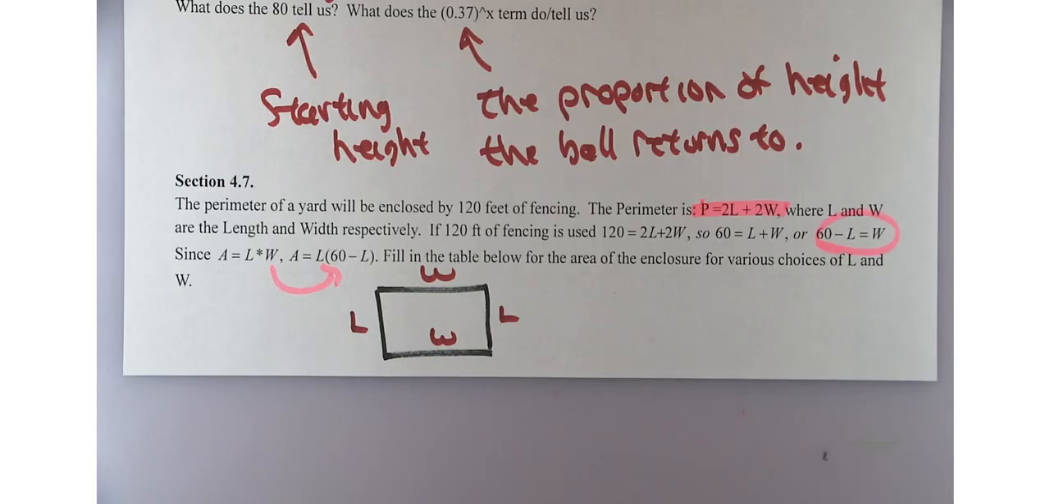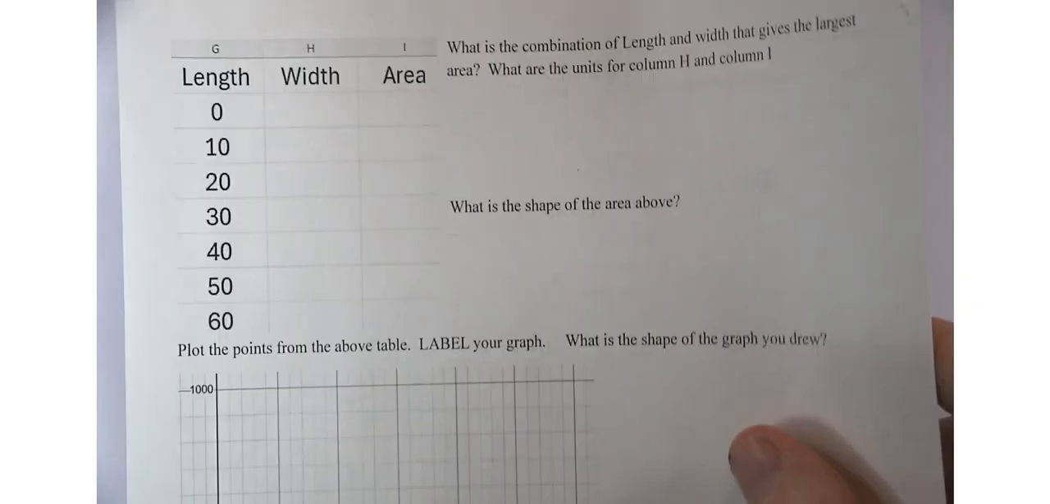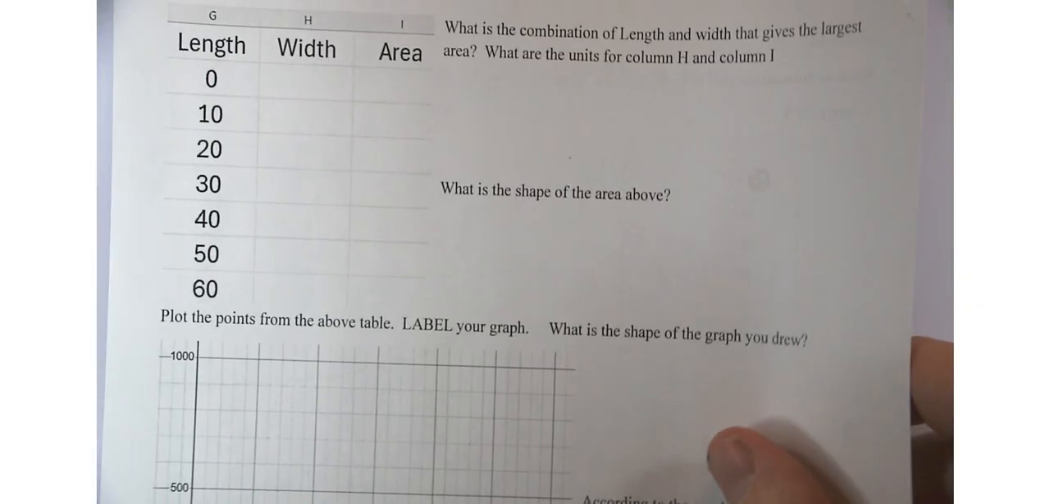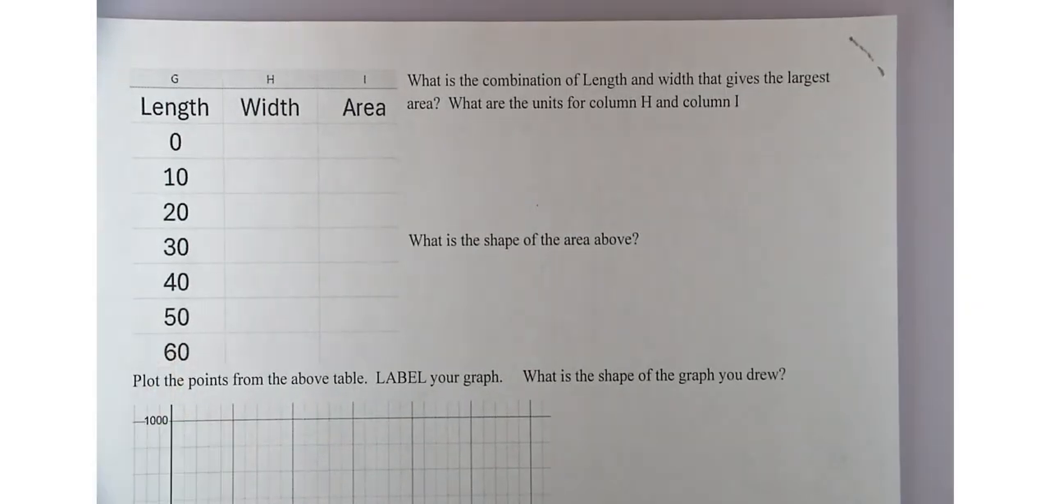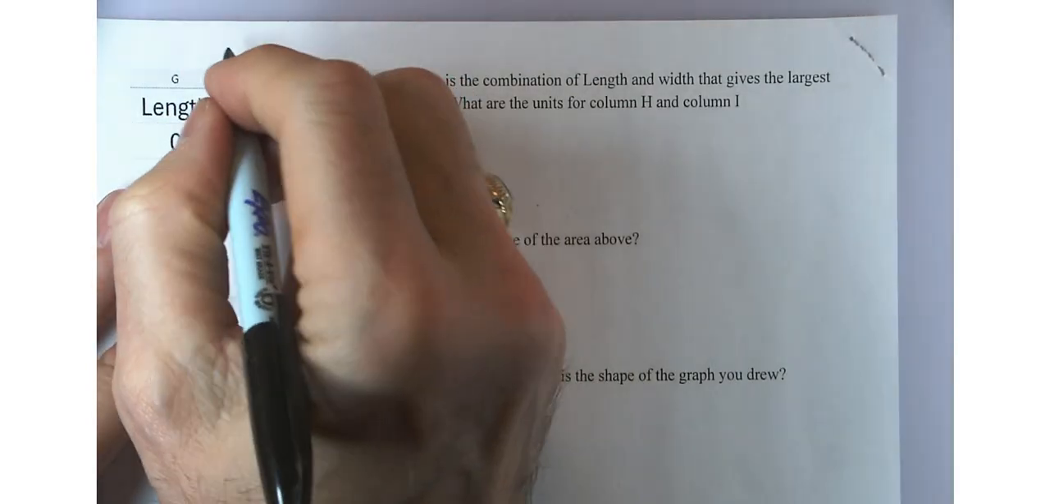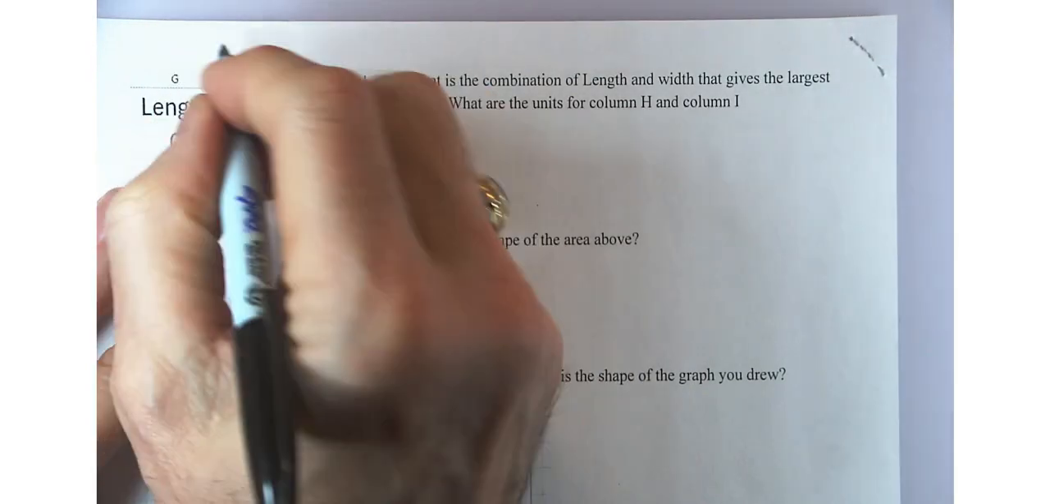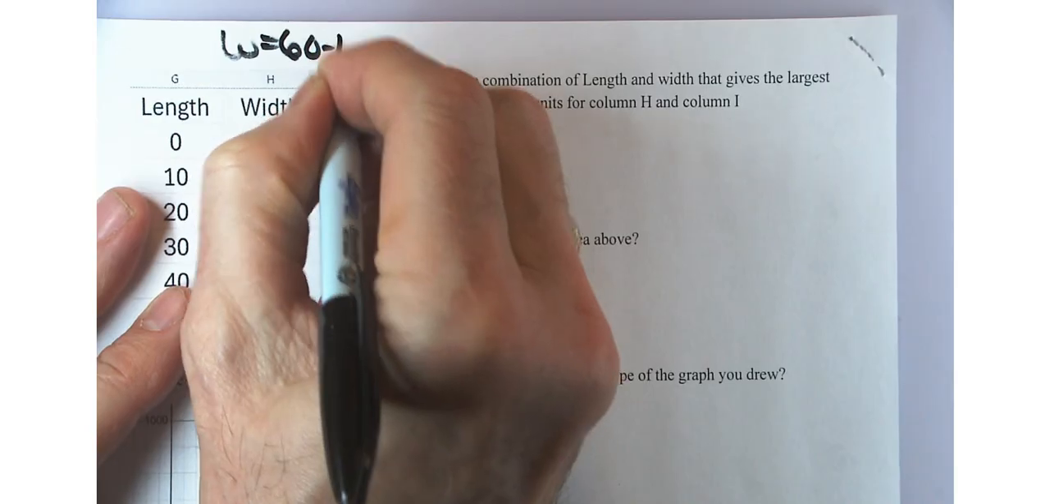But let's take a look at what happens when we graph this. And we have to fill out a table first. So keep in mind that the width is 60 minus the length.